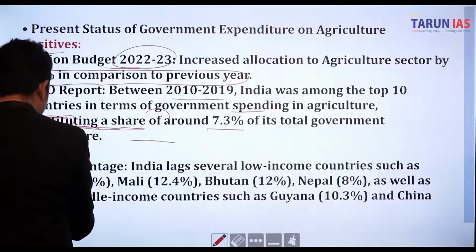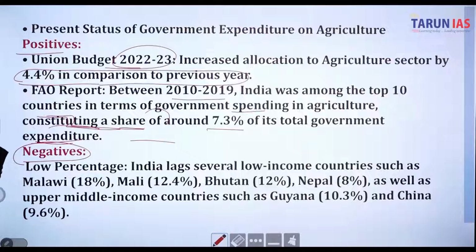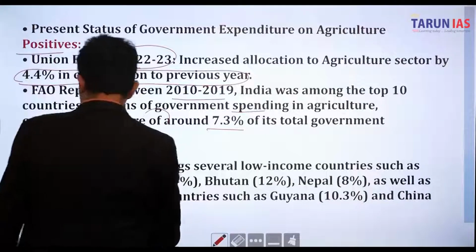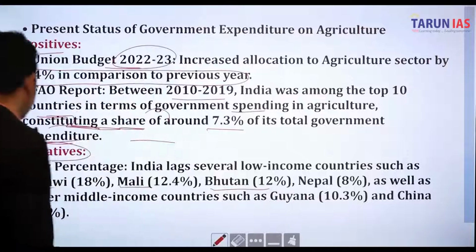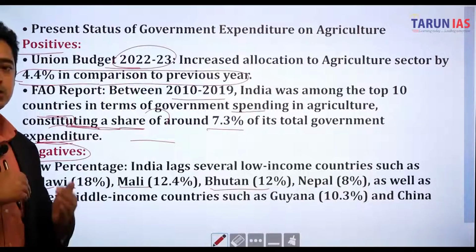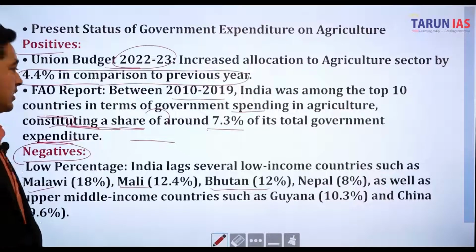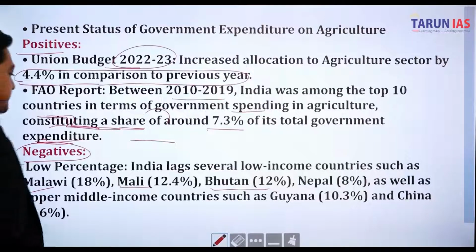And what was the negative? It means what are the cons of that? The pro is that we are spending 7.3% of total government expenditure. But this is a low percentage: India lags behind several low-income countries such as Malawi, Mali, Bhutan, Nepal, as well as upper middle income countries such as Guyana and China, at 9.6%. It means our share was quite large, but we are not getting the kind of output that the other countries get.